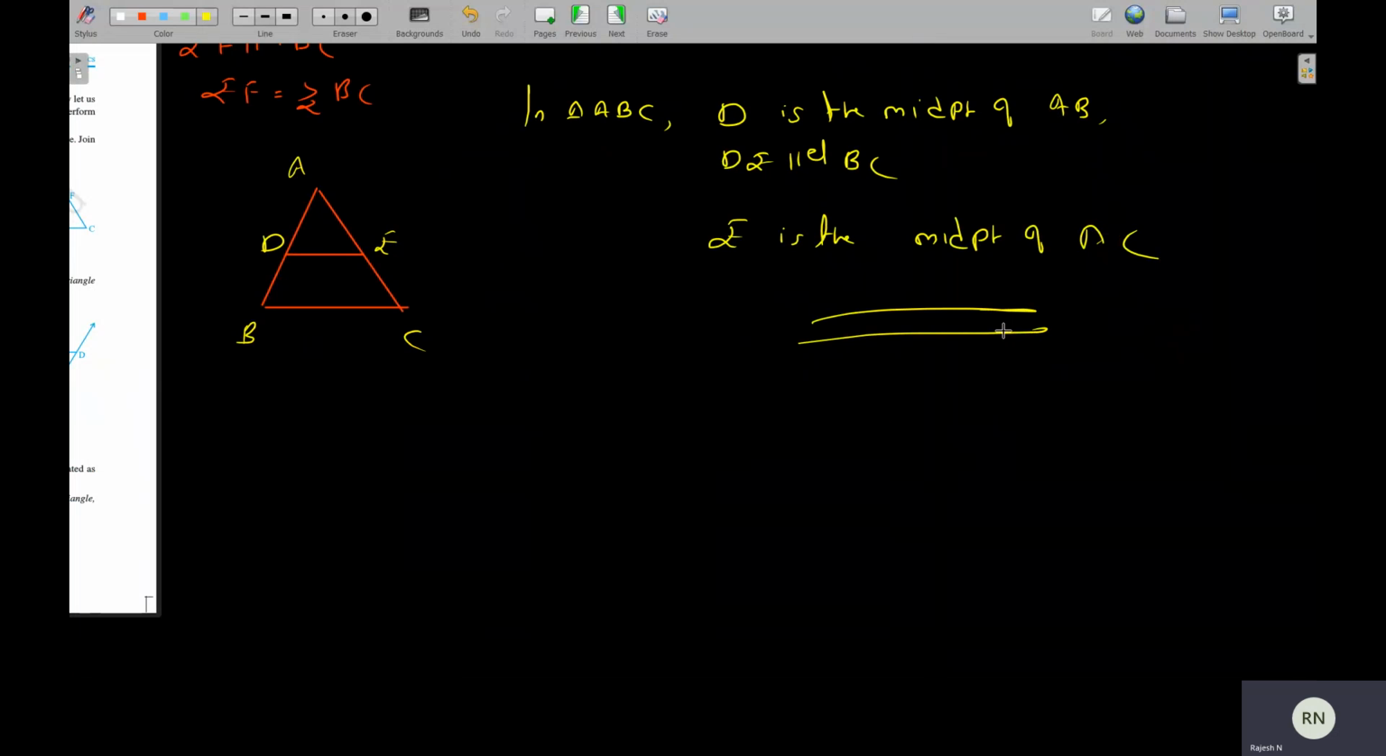The midpoint theorem is: the line joining the midpoints of two sides of a triangle is parallel to the third side and half of it.